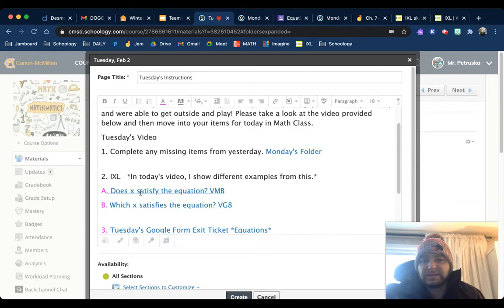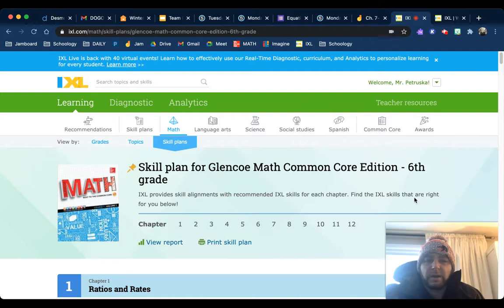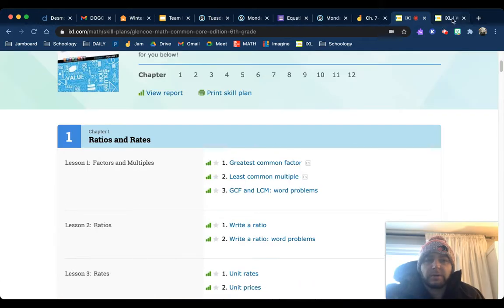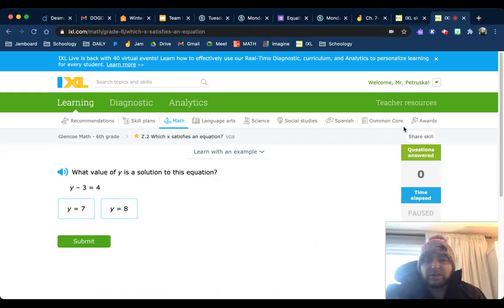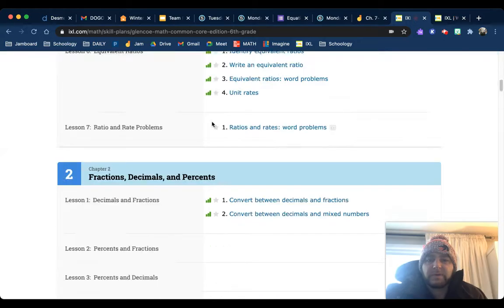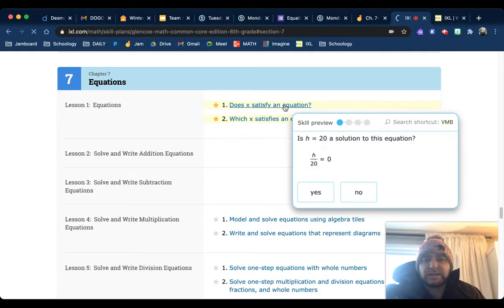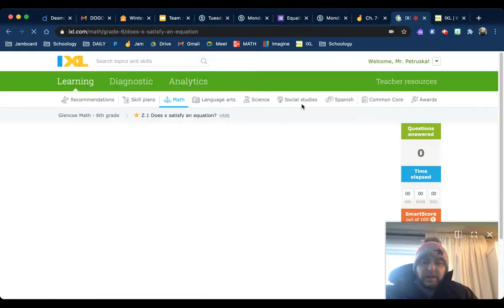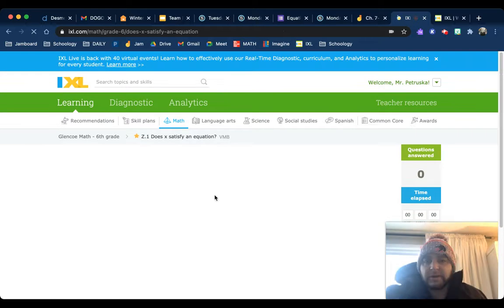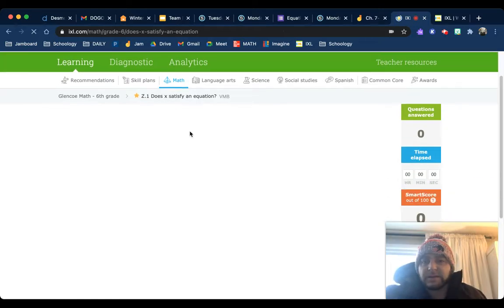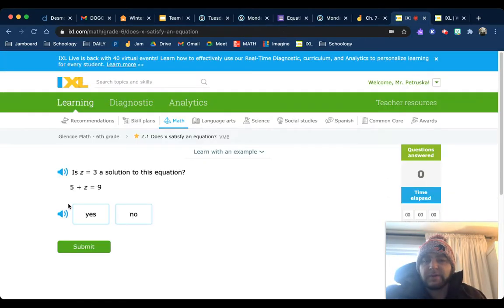The first one says, does x satisfy the equation? Hang tight with me, I have to go back to Chapter 7. The page refreshed. So, does x satisfy an equation? If you click that link, it comes over to here. And all it is asking is if you plug in the number that they're giving you.